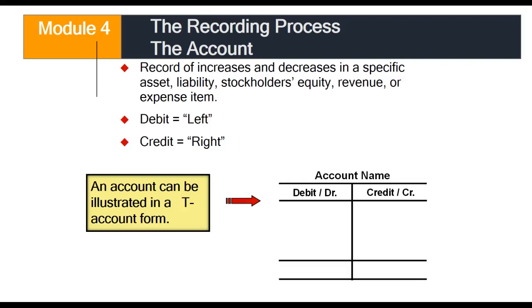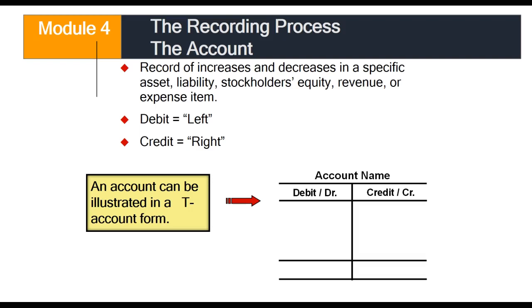Now in Module 4, we're going to look at recording business transactions in the accounts. We're looking at the recording process. Records of increases and decreases in specific asset, liability, shareholder equity, revenue, or expense accounts. I'd like you to think of each account as a T. An account can be illustrated in a T account form. You'll notice the account name at the top. The left-hand side is called debit, and the right-hand side is called credit.